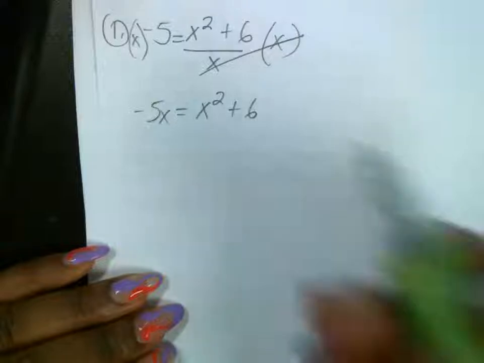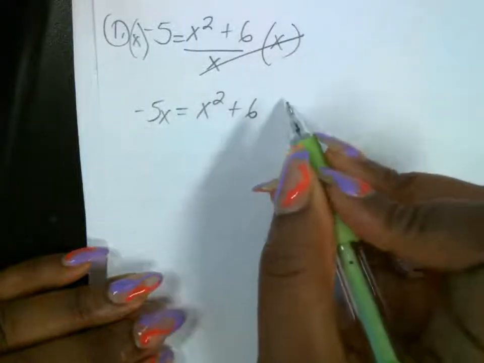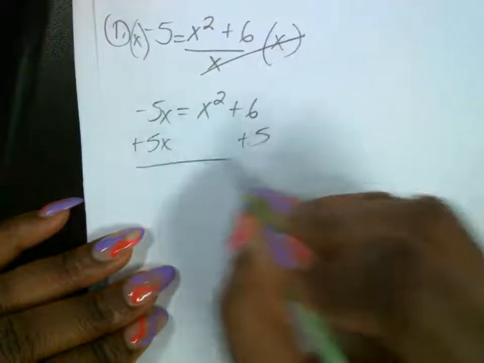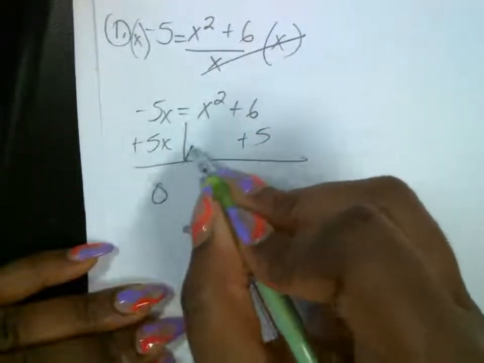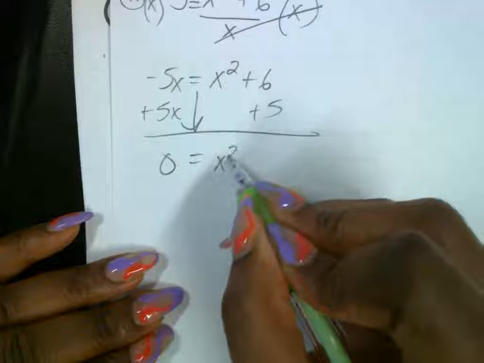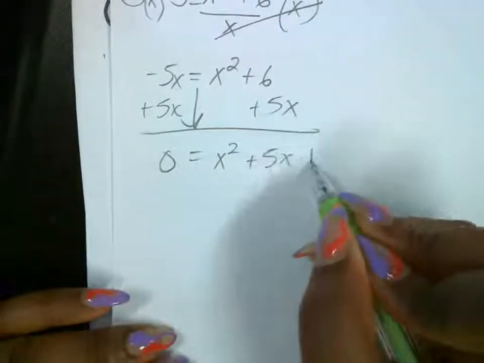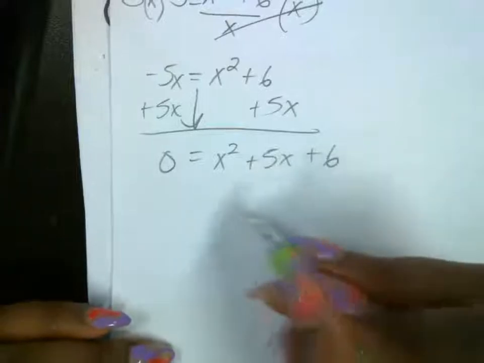Okay, so now if I'm solving this, I can move this to the other side because this is a quadratic function. So I'm going to add 5x to both sides. So this is 0 now. So now I can solve this. So this is x squared plus 5x plus 6. And then I can factor this.